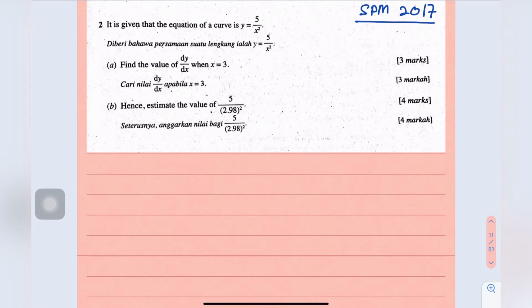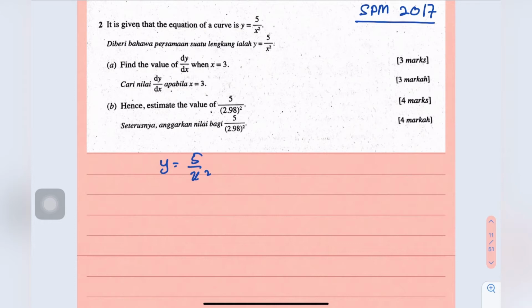It is given that the equation of a curve is y equals to 5 over x squared. So y equals to 5 over x squared. So A, find the value of dy dx. Okay, find the value of dy dx when x equals to 3. So we are going to find the first derivative, meaning that this question involving differentiation.